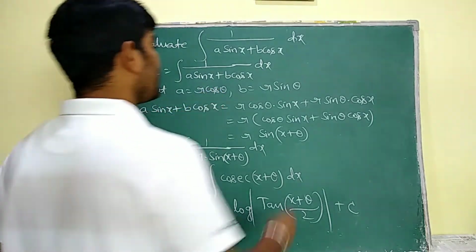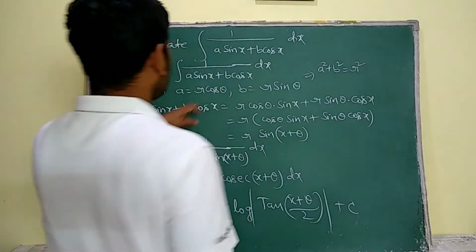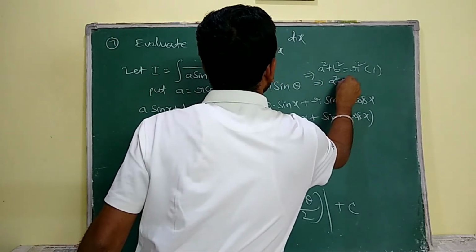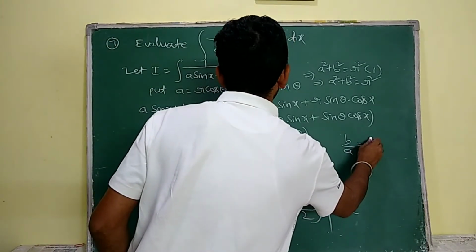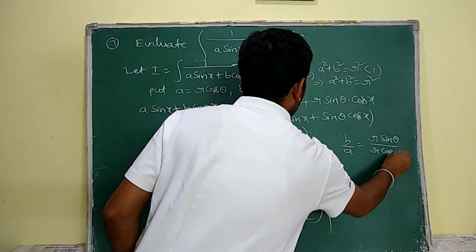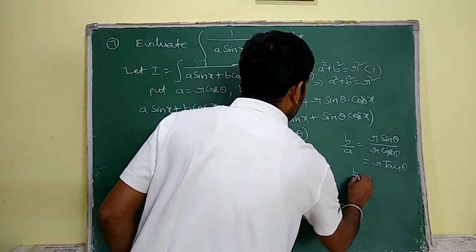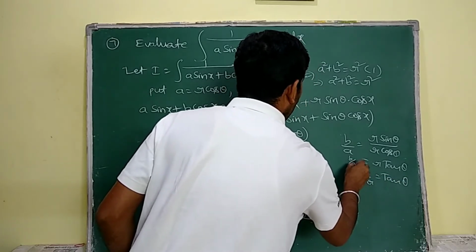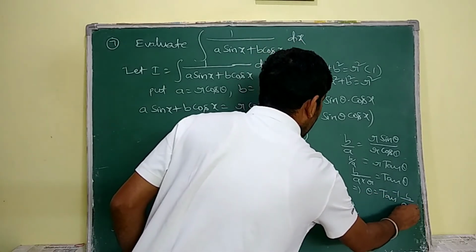From this, here I am going to write a square plus b square as r square into cos square theta plus sin square theta, that is equal to 1. That implies a square plus b square is equal to r square. b by a is equal to r sin theta by r cos theta, that is equal to tan theta. So b by a is equal to tan theta. That implies theta is equal to tan inverse b by a.